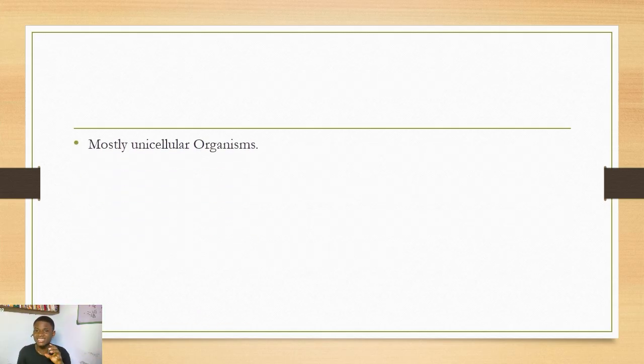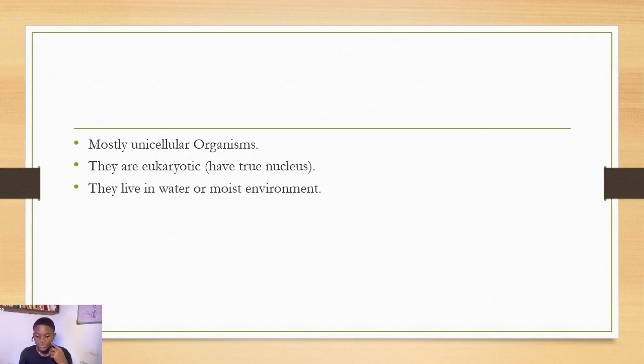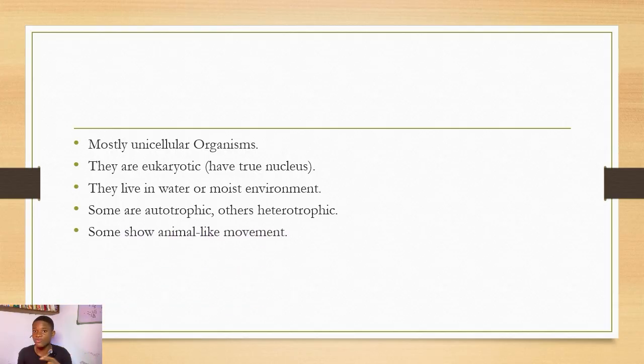Next, we're going to talk about the general characteristics of protists. First, they are mostly unicellular organisms. Then they are eukaryotic. They have a true nucleus. Then third, they live in water or moist environments. Fourth, some are autotrophic, that is, they can make their own food by themselves. Others are heterotrophic. Then they show animal-like movement. They have organs for movement.